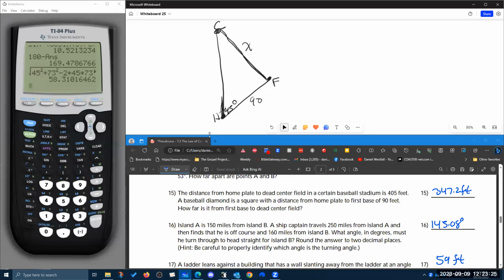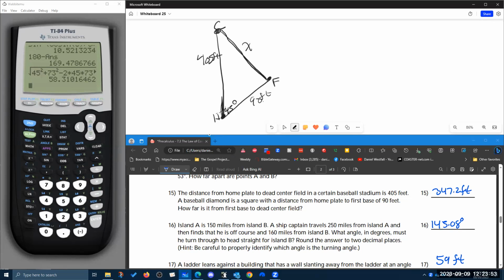That's why I needed to know that it was a square. And this distance to center field is 405 feet from home plate. You see the numbers out on the wall. This, I said already, was 90 feet to go from home to first. So we have side, angle, side.